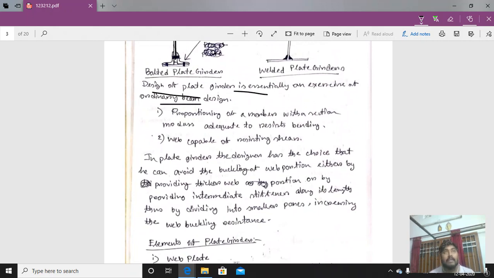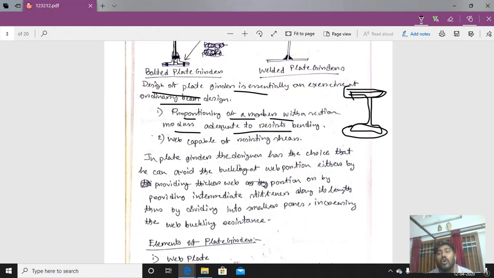That means, if you remember what we discussed in the beam design, we determined the moment capacity of the flange plate. That means how much moment the flange plate can carry. So first, proportioning of a member with a section modulus adequate to resist bending. The bending is basically resisted by the flange plates.